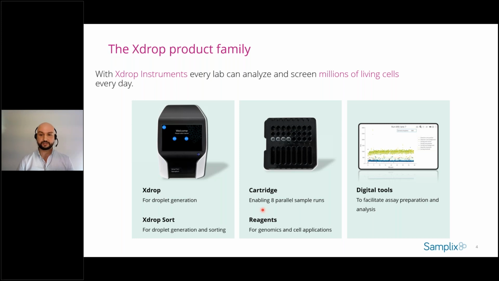Droplet generation and sorting requires appropriate cartridges and reagents, all available from Samplix. Our cartridges enable 8 different sample runs in parallel at the same time, enabling parallelization and increased throughput. We also have digital tools on our website to support sample preparation and assay design.